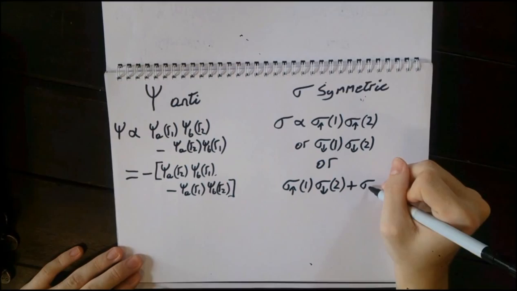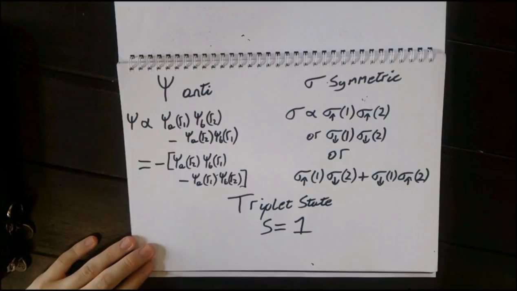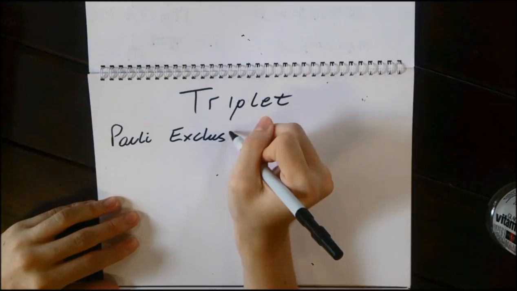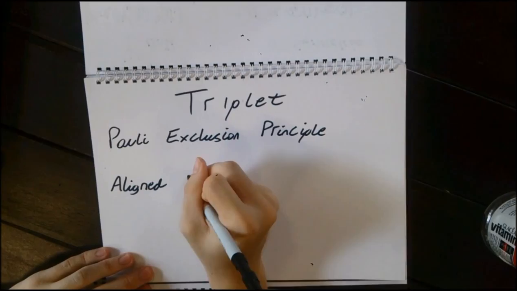So in the triplet state, if A equals B, then the wave function is 0 everywhere. Hence, no two fermions can exist in the same state, Pauli exclusion principle. If R1 equals R2 in the triplet state, the wave function is 0 everywhere again. So what we can say is that aligned spin electrons have a very small chance of being in the same point in space.